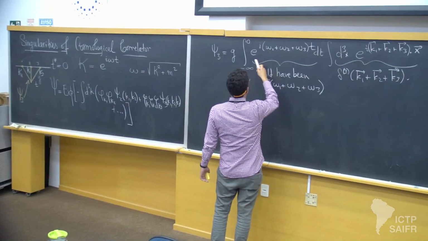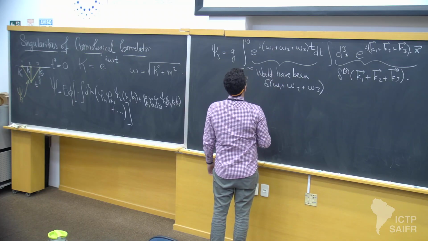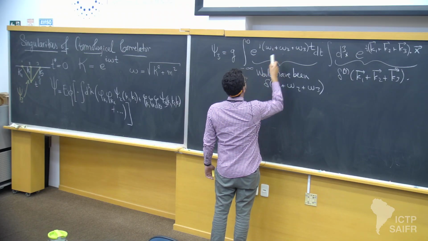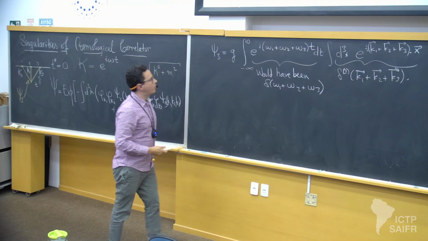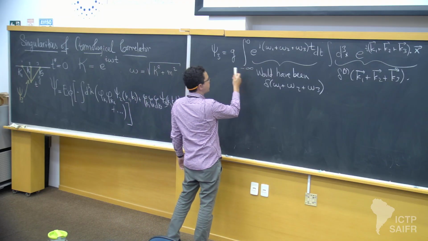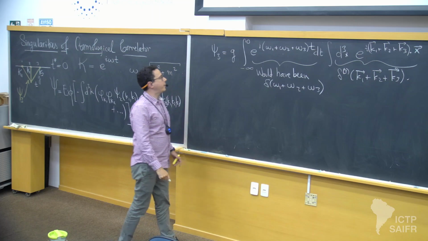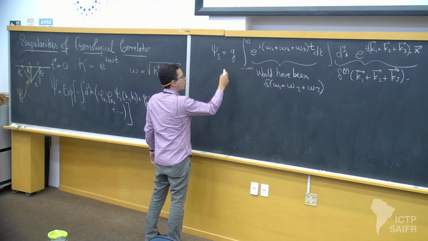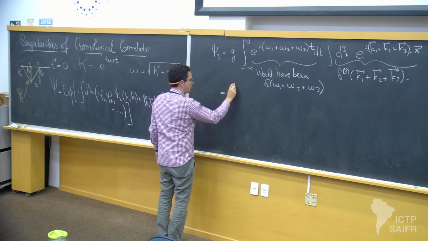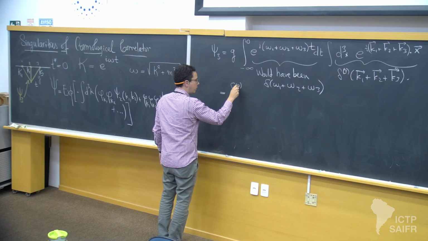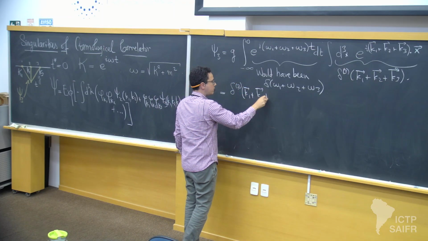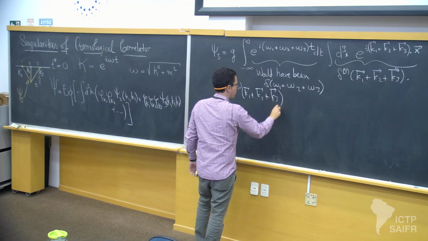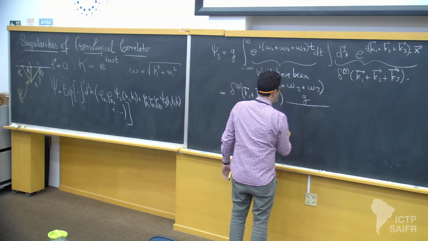And, well, okay, so we do it the way we learn in our first calculus course. We find the primitive, we evaluate the primitive at the endpoints of the interval, and you do the i epsilon prescription to kill the boundary term at minus infinity. So this is the answer. So it's a delta function, delta 3 of k1 plus k2 plus k3, times G divided by omega 1 plus omega 2 plus omega 3, up to a factor of i.